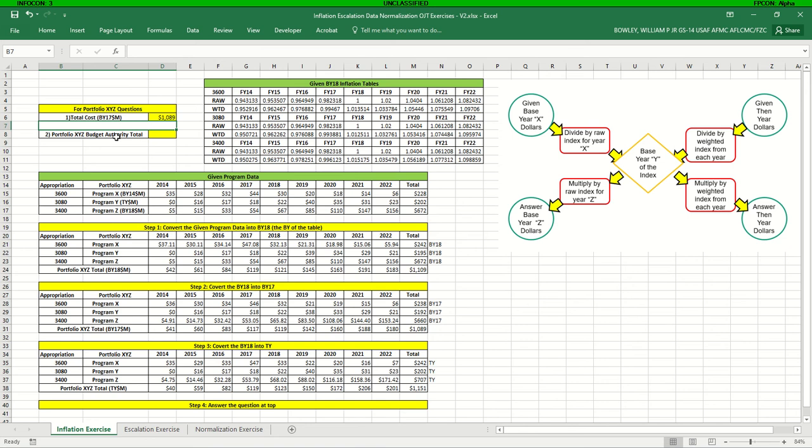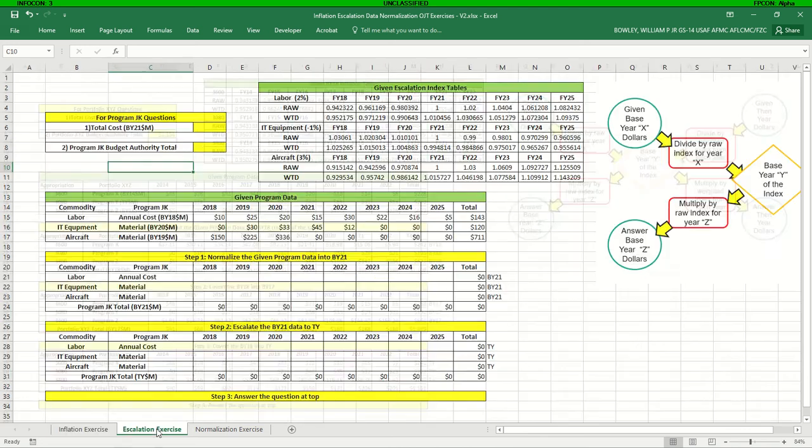Question 2 is asking about budget authority. Budgets are done in then year dollars, as we reviewed as part of the training. So we want to make sure we grab the then year dollars amount to show the budget amount, which is down here in step 3. So there you have it. Hopefully you got those right answers, and if not, you understand why, and you can work through getting those corrected.